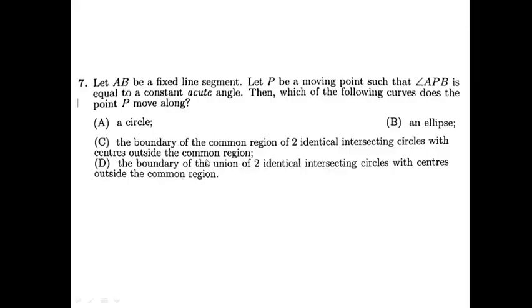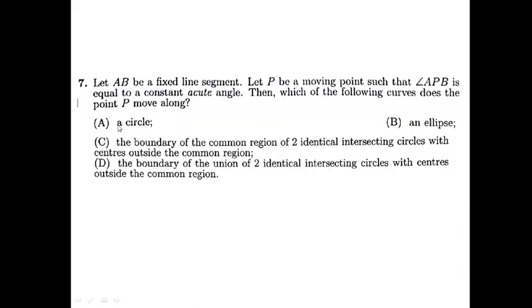Second question. Let AB be a fixed line segment. Let P be a moving point so that angle APB is equal to a constant acute angle. Then which of the following curves does the point P move along? A, a circle. An ellipse, no, not an ellipse. C, the boundary of the common region of two identical intersecting circles with centers outside the common region, and D, the boundary of the union of two identical intersecting circles with centers outside the common region.